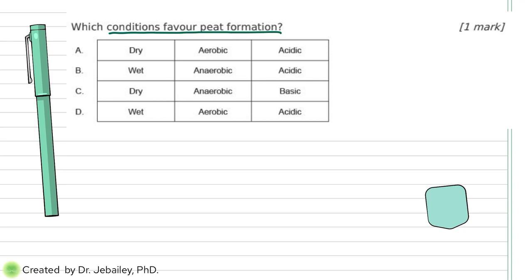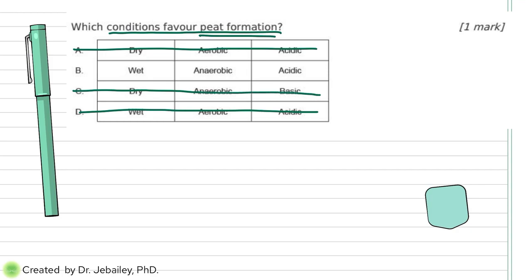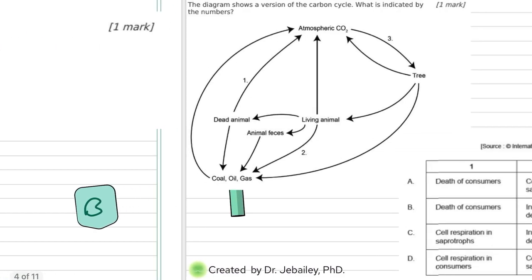So we want to try to make peat formation. We already know that it has to do with anaerobic and acidic. So that means A is gone and D is gone because both of them are aerobic. Next, you have to know that it's waterlogged, so it has to be wet. So it cannot be dry. So that means C is out of the case. And then, of course, if you didn't know about the wet and dry, you can also know that it's not basic, right? It has to be acidic. So obviously the answer is B. So once again, knowing those 4 words, you get the peat very easily.